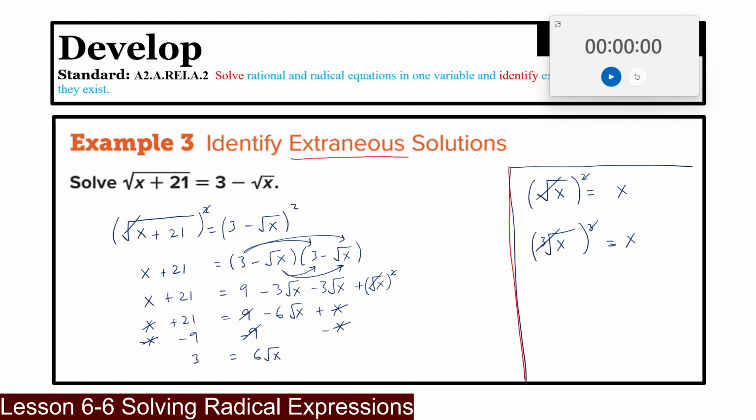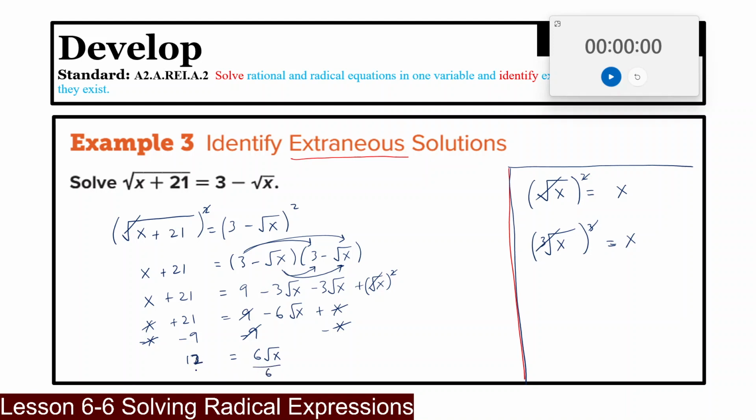Alright, well, sorry, what did you say? Oh, 21 minus 9 is not 3. What is 21 minus 9? 12? Okay, 12. Very good. Thank you. So I have 12 over here.